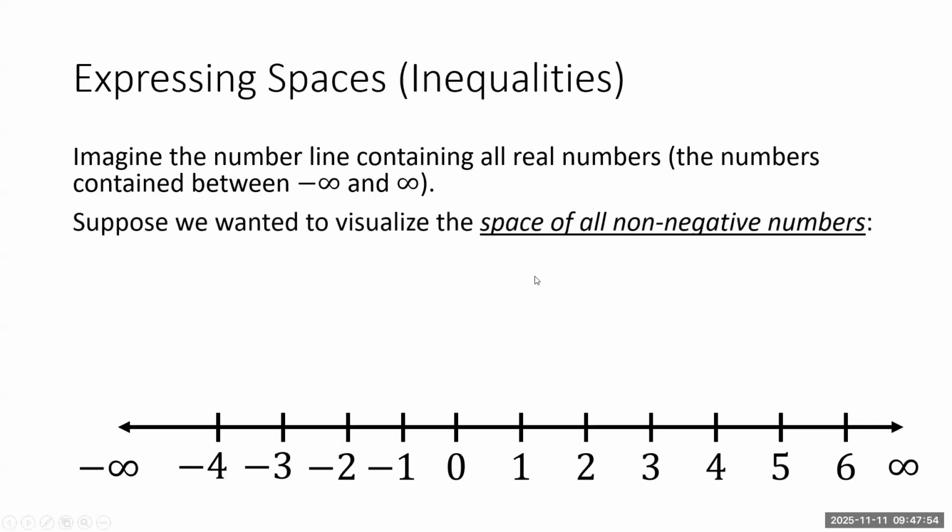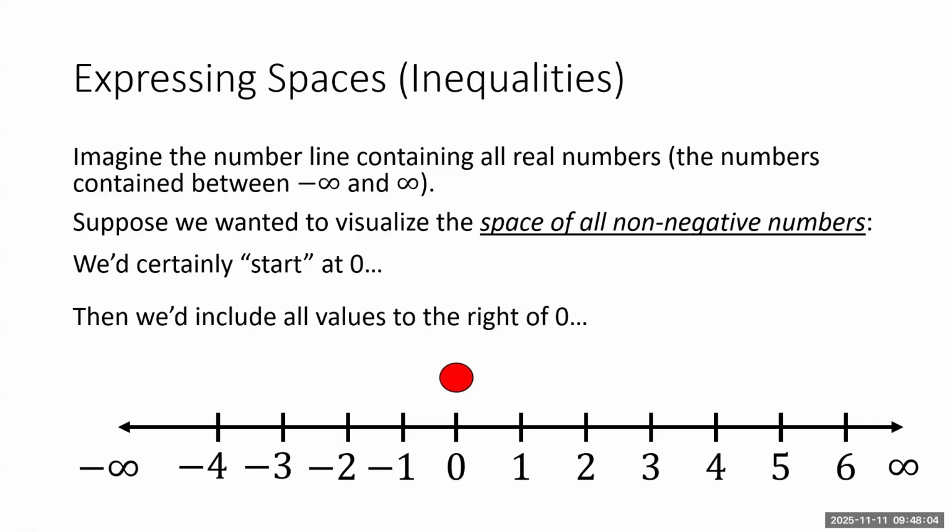Suppose we wanted to visualize the space of all non-negative numbers. We certainly start at 0, and we have a dot right above 0. And then we'd include all values to the right of 0. We depict all of these values by drawing an arrow to the right.